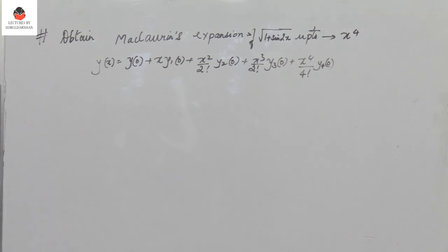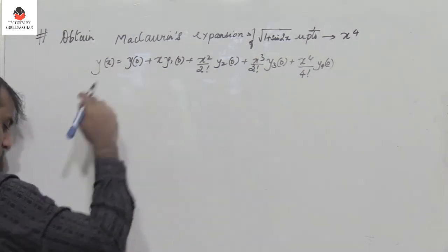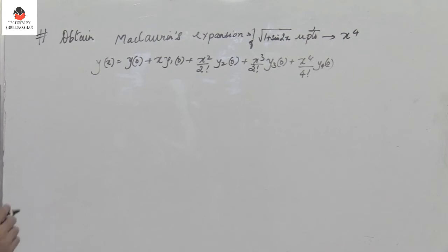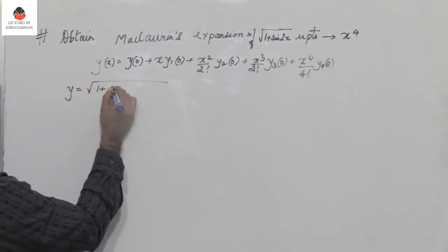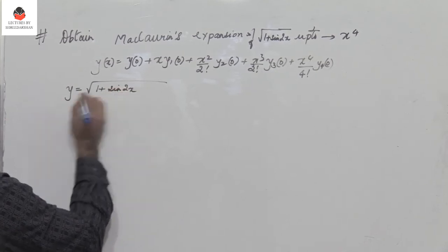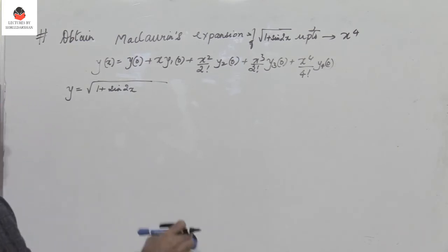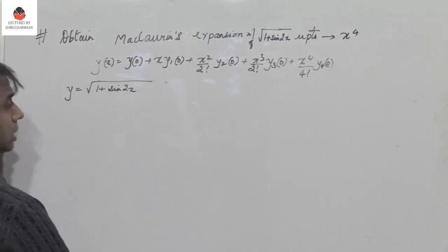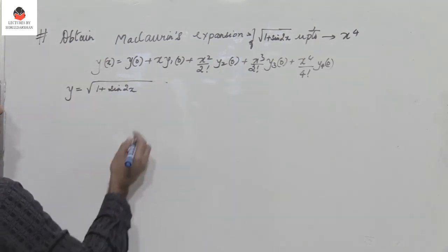So obtain Maclaurin's expansion of root of 1 plus sin 2x up to x power 4. So we have y of x equals, so this is the Maclaurin's expansion up to x power 4. So I have y equals root of 1 plus sin 2x. Now this has to be simplified and rewritten in such a way that it becomes easier for us to find the differentials of y, which is y1, y2, y3 and y4.